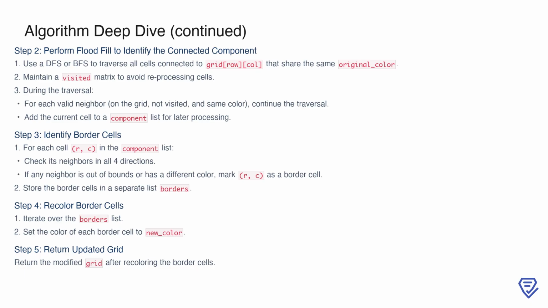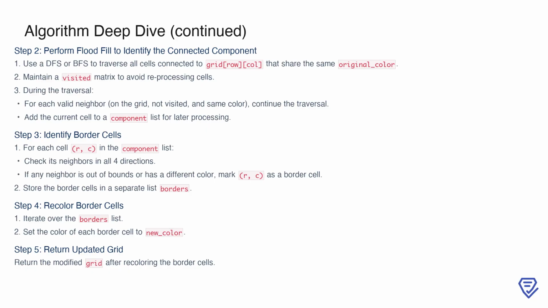Next, we perform a flood fill to identify all cells belonging to the same connected component as the starting cell. Using either DFS or BFS, we traverse the grid and collect all cells that share the same original color. To avoid revisiting cells, we maintain a visited matrix. During the traversal, we explore each valid neighbor, ensuring it is within the grid boundaries, not yet visited, and matches the original color. These connected cells are stored in a component list for later use.